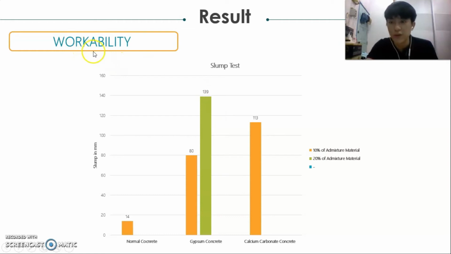Then we move on to the workability test. We test the workability by running slump tests, and we have the lowest result, normal concrete, 14 mm slump, and the gypsum concrete slump in millimeter is 180 and 139 with increase of gypsum content, which is the highest reading in this test. Besides, the workability of calcium carbonate has a medium result compared to the other concrete, which is 113 with 10% of limestone.